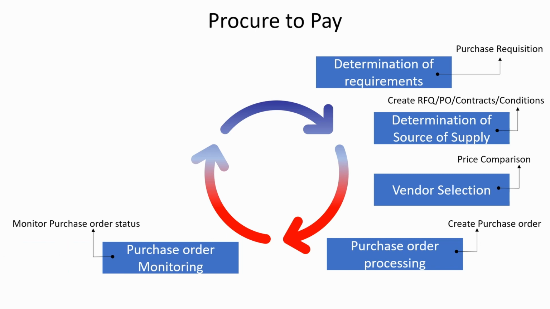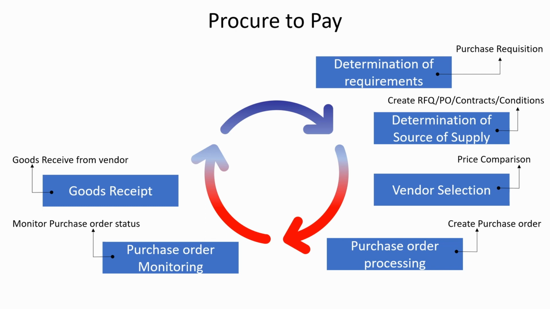Purchase order monitoring. Once we create the purchase order, if it is subject to release strategy, we must release the purchase order through transaction code ME29N or ME28. ME29N we can use to release a single purchase order, or ME28 we can use to release multiple purchase orders. To view the list of the purchase orders, we can use the transaction code ME2M or ME2L.